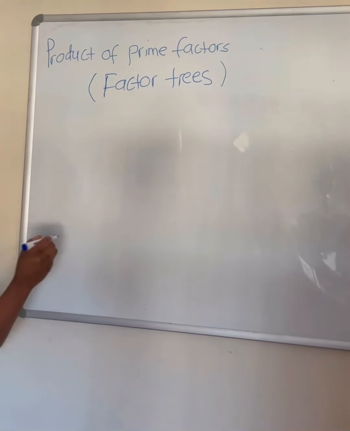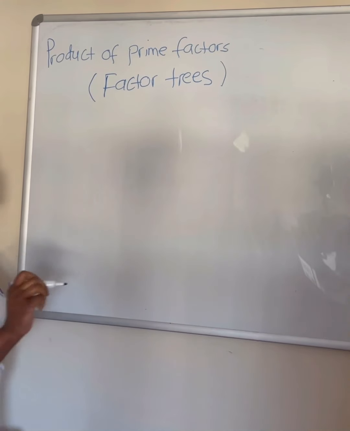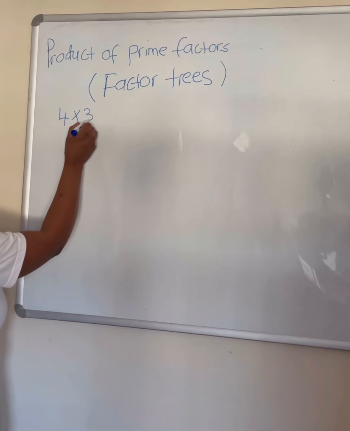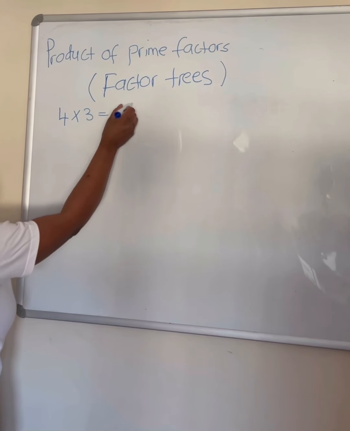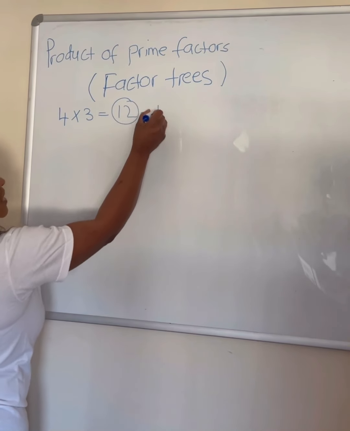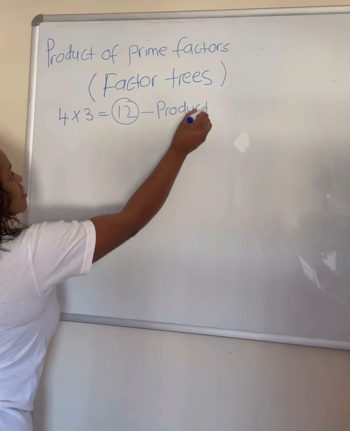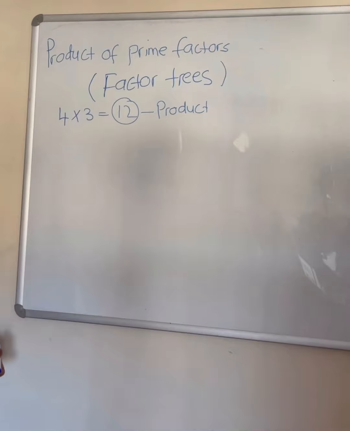When you multiply two numbers, you get a product. So if you say 4 times 3, 12. So 12 is a product. So 12 is a product of 4 and 3.